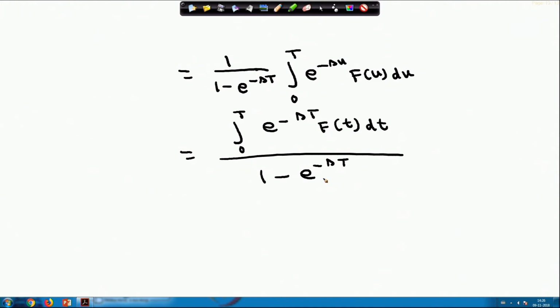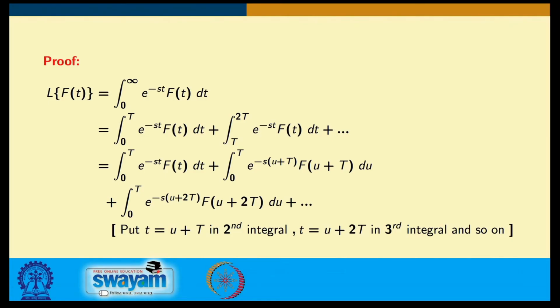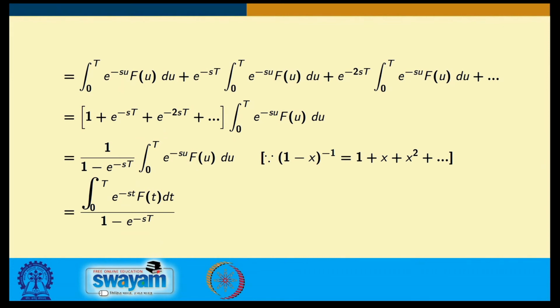So, if you see this, your Laplace transform, you are breaking it into 0 to T, T to 2T. Now, using the substitution t equals u plus capital T in the second, third and all other integrals, you will find that I am getting the integral from 0 to T of e^(-st) f(t) dt plus the integral from 0 to T of e^(-s(u+T)) f(u+T) du, and I am continuing like this. So, from here I am just taking e^(-sT) outside in the second integral, and e^(-2sT) outside in the third integral.